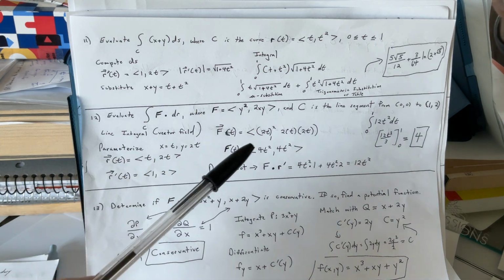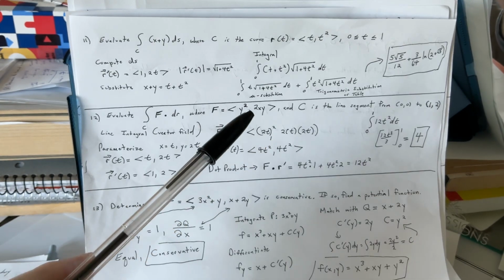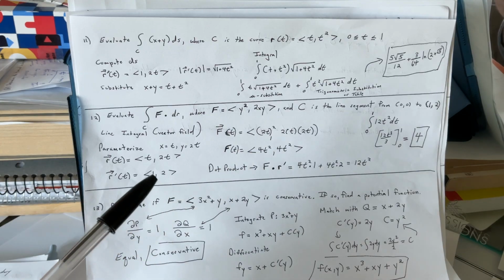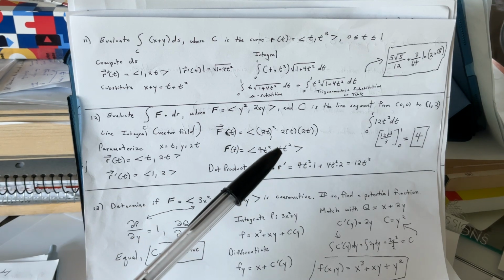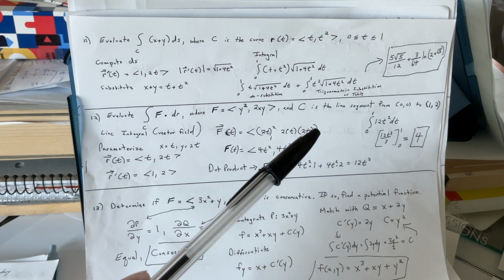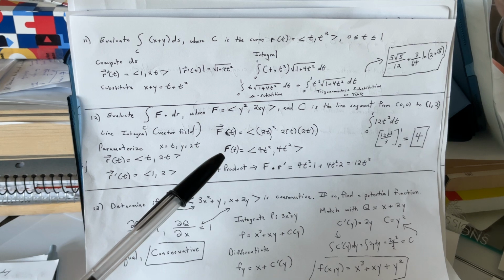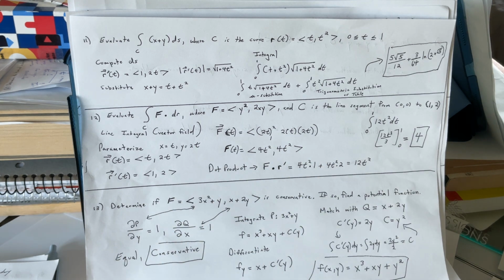Now our F of t in components, if we write this in terms of t, we're going to get 2t squared, comma, 2 times t times 2t, in terms of t, x and y. And you wind up with F of t is 4t squared, 4t squared.